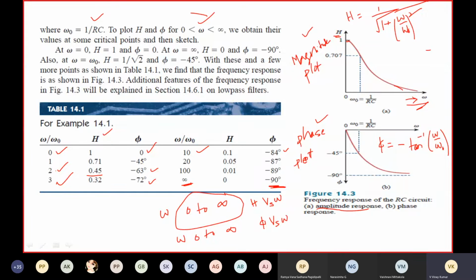Plotting the two graphs, the magnitude plot and the phase plot, is nothing but the frequency response. We are going to find the circuit behavior with respect to frequency.